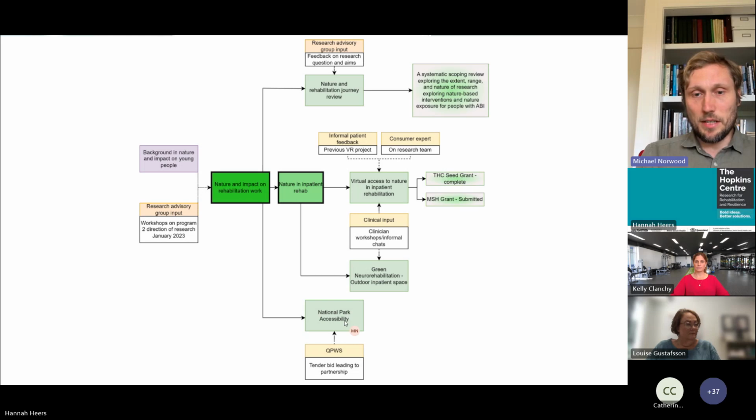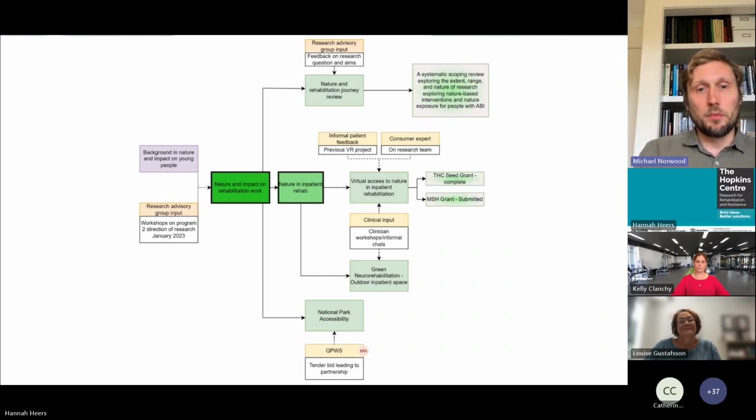And then we go down to the national park accessibility. That didn't come from the research advisory group, but indirectly it did, because we likely would not have followed this opportunity had we not had these initial workshops. So there are lots of different inputs, lots of different partners, and lots of different opportunities that come from having these solid foundations of a research advisory group. And then we didn't actually get that tender because we didn't want to.